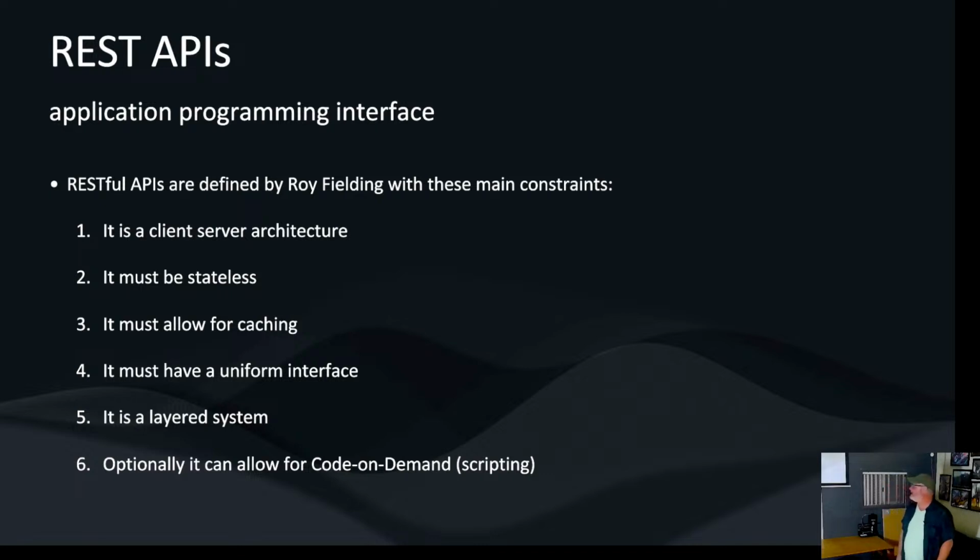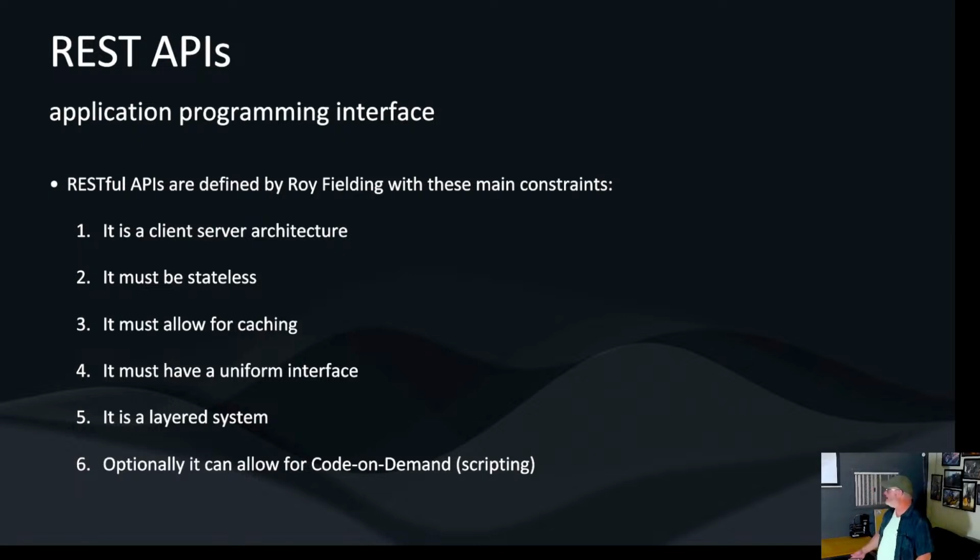Then we have REST APIs as defined by Roy Fielding, and it's an application programming interface. RESTful APIs are defined by Roy Fielding with these main constraints. It's a client-server architecture. So you have your client or your browser, and it talks with a server, and that might be anywhere in the cloud. You could have it on your desk. You could have it on some Raspberry Pi in your drawer.